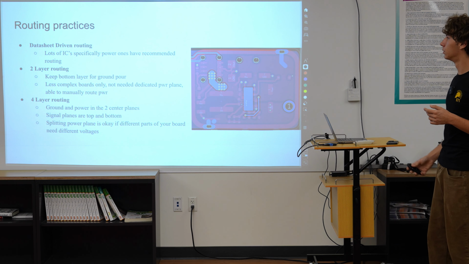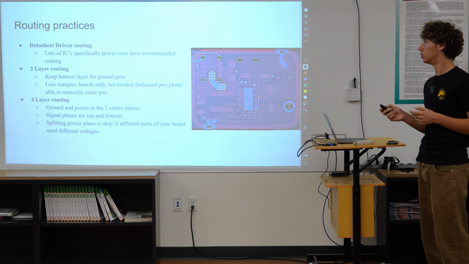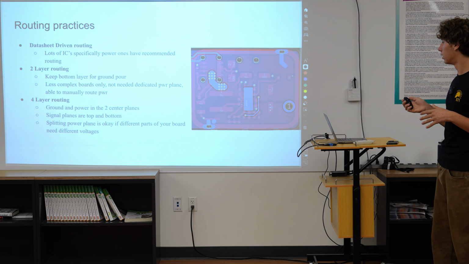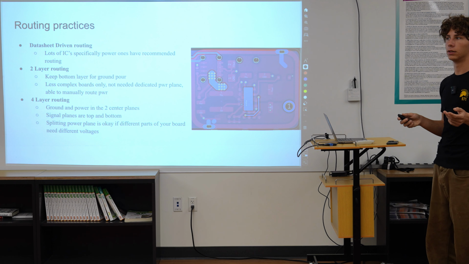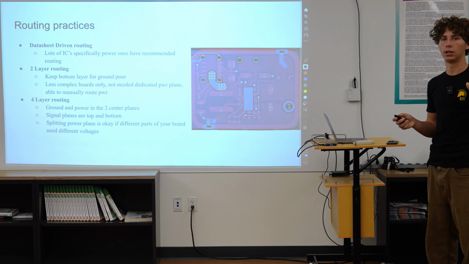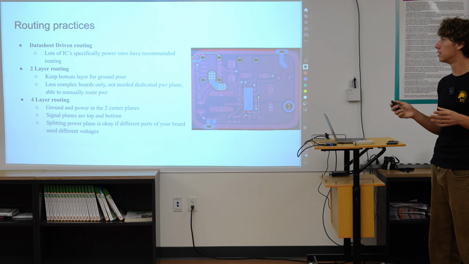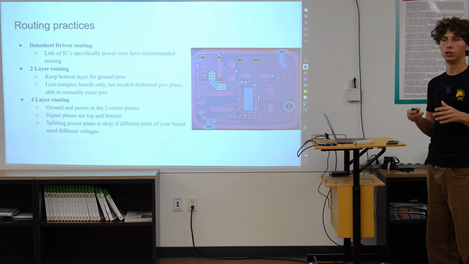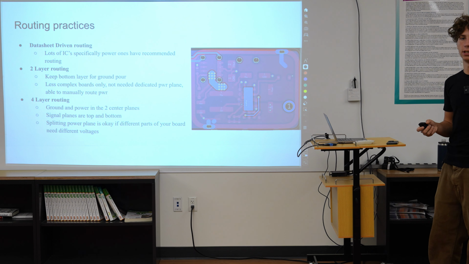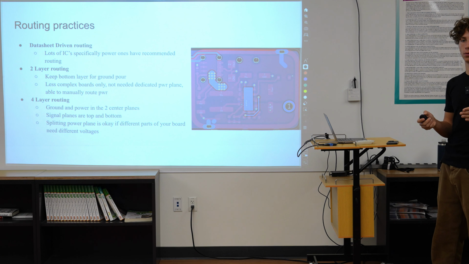Okay, so some routing practices. We basically try to use datasheet driven routing. A lot of ICs, especially the power ones, have a recommended routing for them. We found that not all of them are looked through. Sometimes you'll have connections that need to be connected on the schematic but aren't actually connected in the datasheet, so you kind of want to improvise. But that's what we generally use for placing stuff. If a capacitor or a resistor needs to be close to an IC, like feedback resistors, the datasheet will show you. So you just want to keep that in mind.